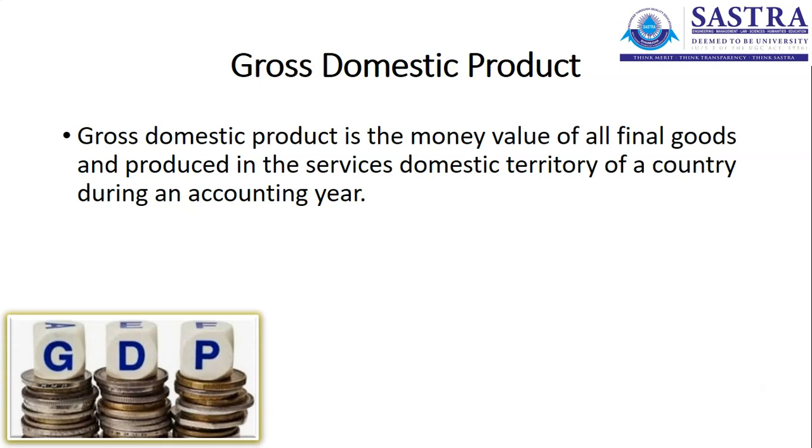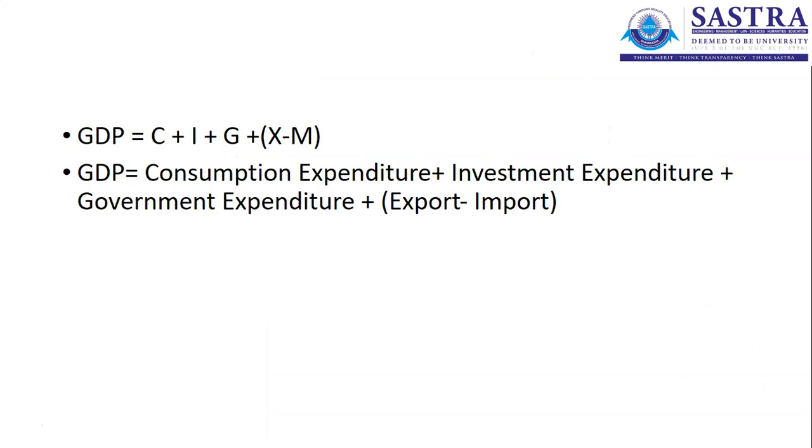So the first one is gross domestic product. What is gross domestic product? Gross domestic product is the money value of all final goods and services produced in a particular country, especially those produced or manufactured within the territory of a country. It is normally calculated for an accounting year. So how is this gross domestic product calculated?